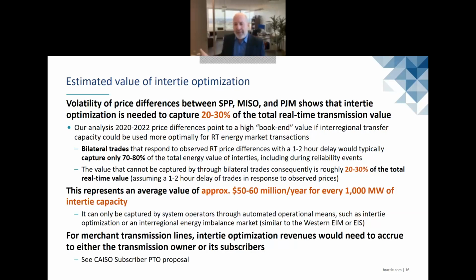But because many of the new interregional transmission lines are merchant transmission lines, any intertie optimization needs to be suitable for merchant lines as well, which means intertie optimization revenues would need to accrue to either the transmission owner or subscribers. Whoever pays for the transmission should get a benefit for it. For regulated transmission that customers are paying for, any benefit from interregional intertie optimization would go to loads. For merchant lines, it should probably go to the owner or the subscribers of that merchant line, as the CAISO subscriber PTO proposal envisions.